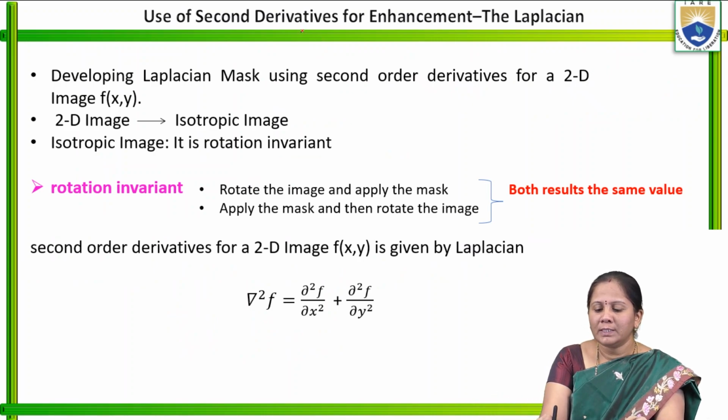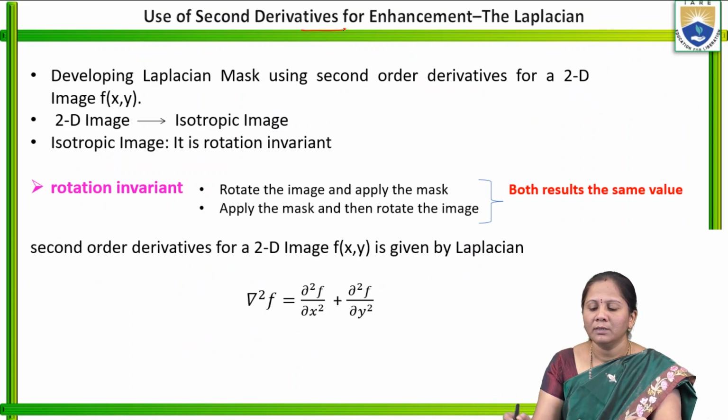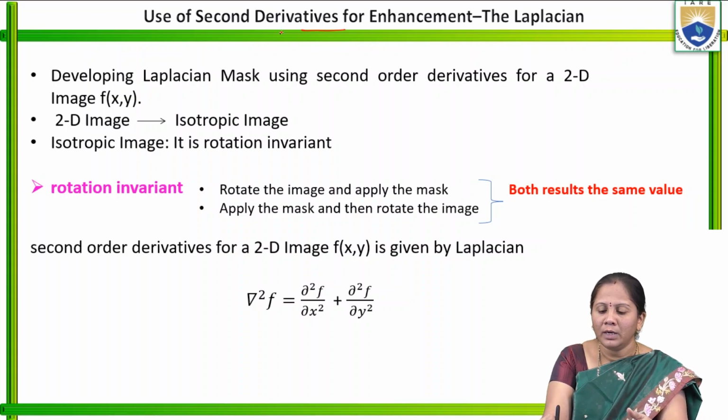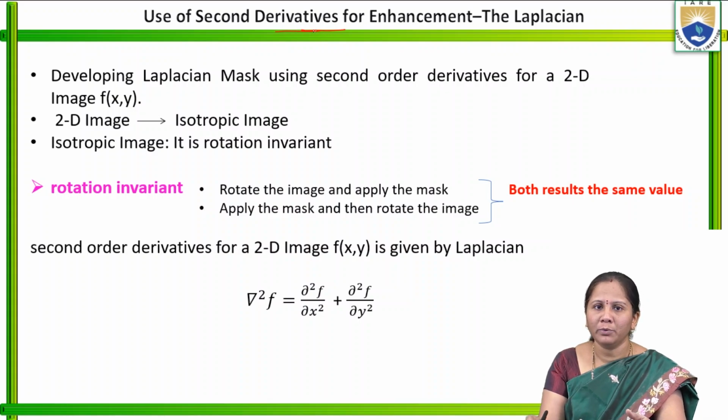Now we will see how to use this second order derivative for image enhancement. The sharpening and smoothing are both used for image enhancement. As we are discussing the sharpening spatial filters which are used for image enhancement, now let us apply this second order derivative, which is called the Laplacian.